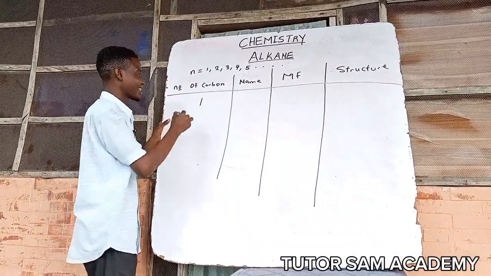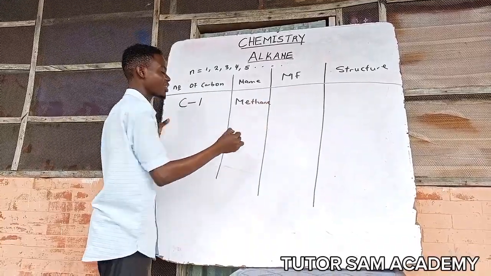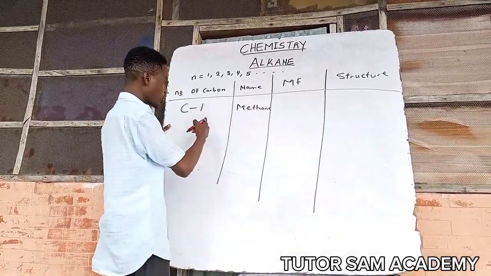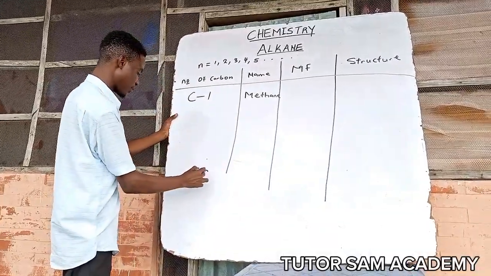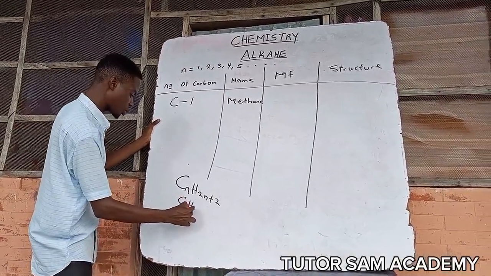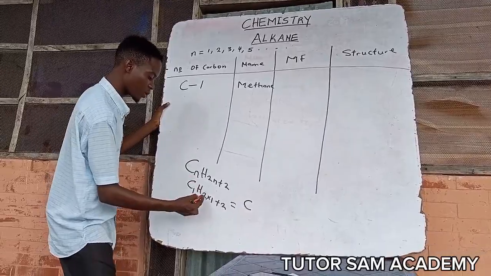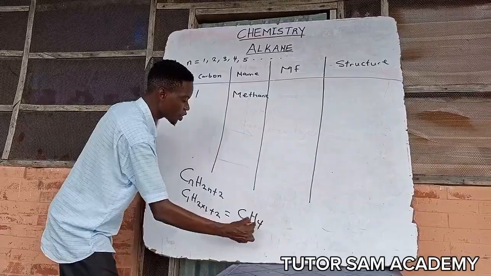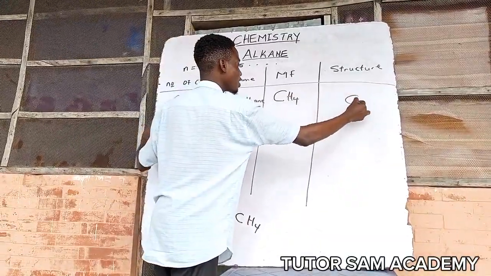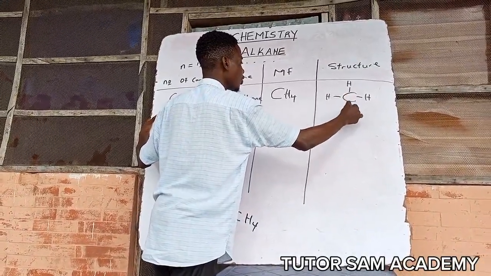The name of that alkane is known as methane. Methane is known for a single carbon compound. And the molecular formula, since the carbon is 1, you will substitute 1 into that general formula I started with. The general formula is CnH2n+2. So when I have C1, H2 times n will be 2 times 1 plus 2. So C1, 2 times 1 is 2 plus 2, that is CH4. So methane has a molecular formula of CH4. Structurally, I will have this as the structure of methane.